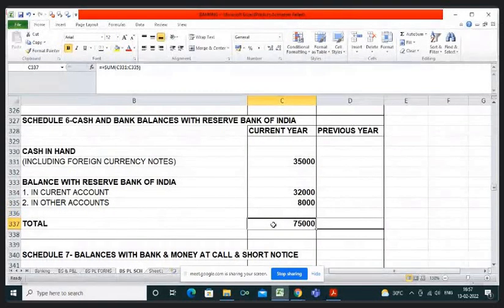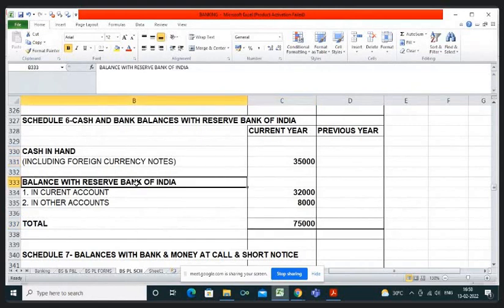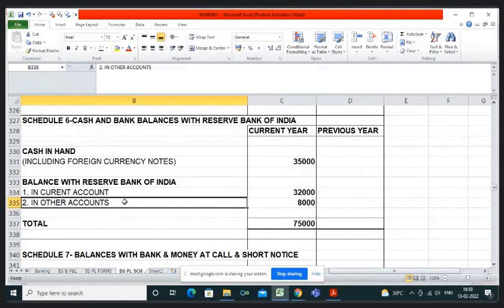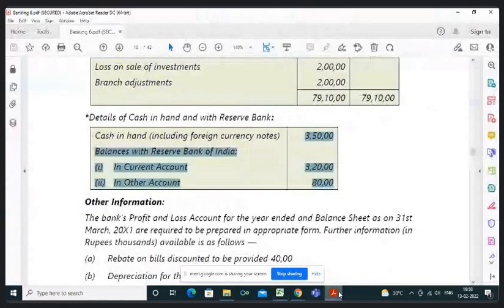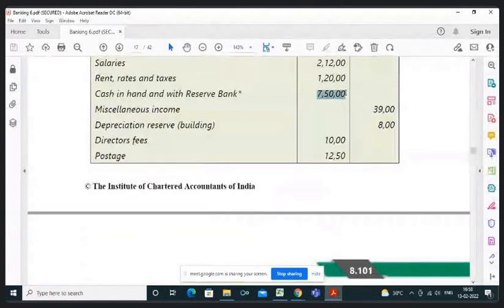If the question is not giving any further information, what will we write? We will write cash in hand and balance with RBI totally 75,000 here. We will not write all the other lines. But here, since they have given the breakup, we will write cash in hand 35,000, balance with RBI in current account 32,000, other accounts 8,000. So this we have completed.